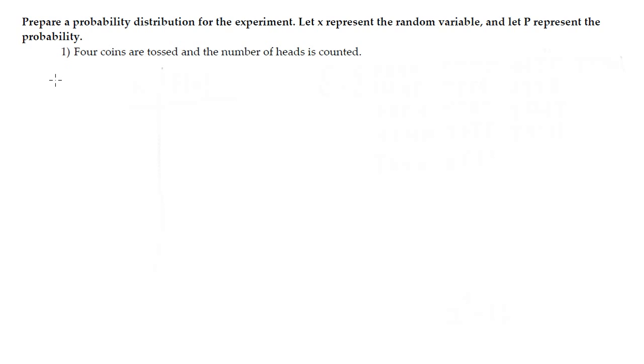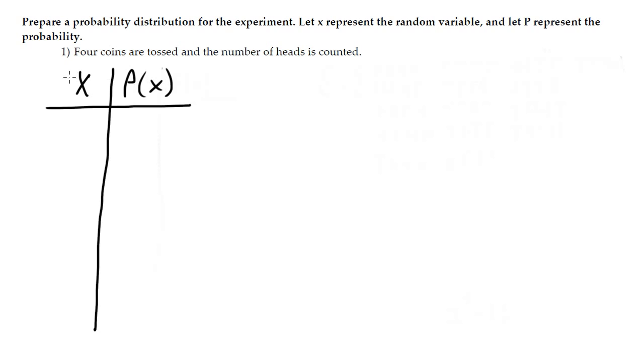Okay, problem one, prepare a probability distribution for the experiment. Let x represent the random variable. So x is my random variable, and then p represents the probability. A probability distribution is going to have these two columns: x for your variable, what you're measuring, and p, the probability of that outcome, that event rather.